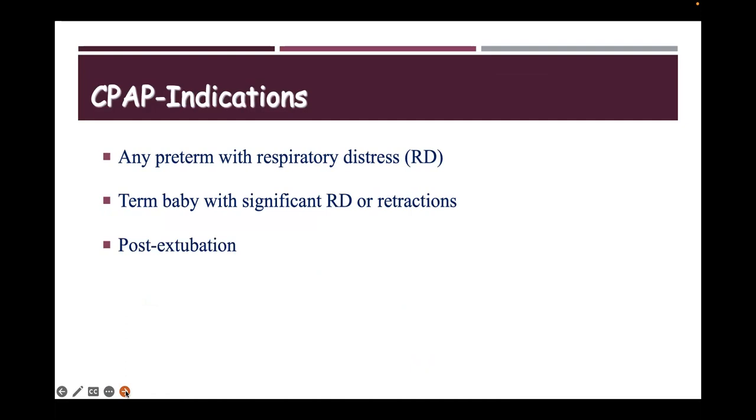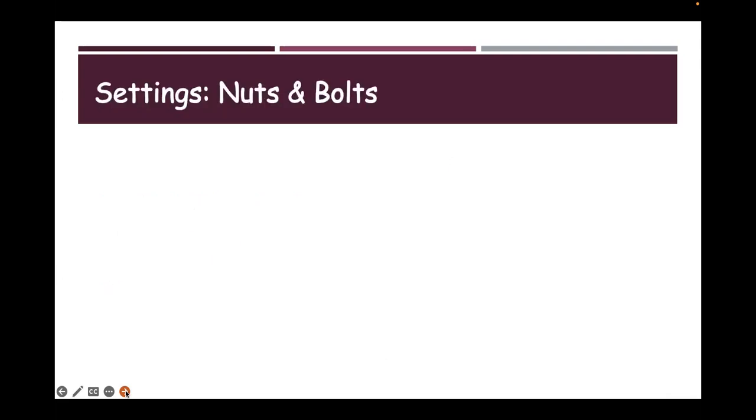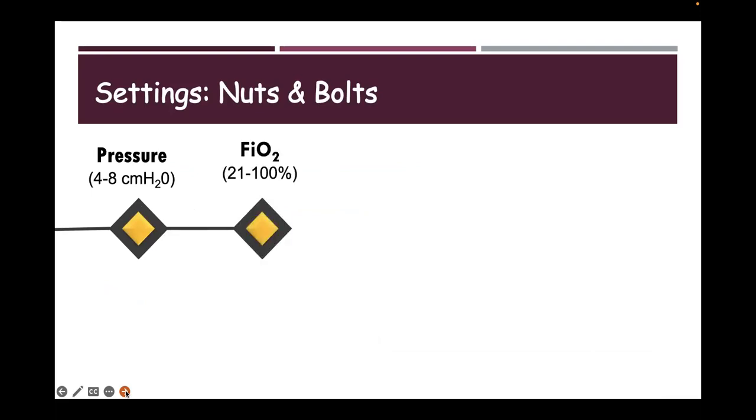It is also important therapy for post-extubation, especially for premature babies and VLBW babies. As already discussed, it is also useful both in obstructive as well as central apnea. However, one should always remember that for putting a baby on CPAP, or for that matter, any non-invasive respiratory support, the baby should have good spontaneous respiratory efforts. Coming to the settings, the main setting is the CPAP pressure, which again ranges between 4 to 8.